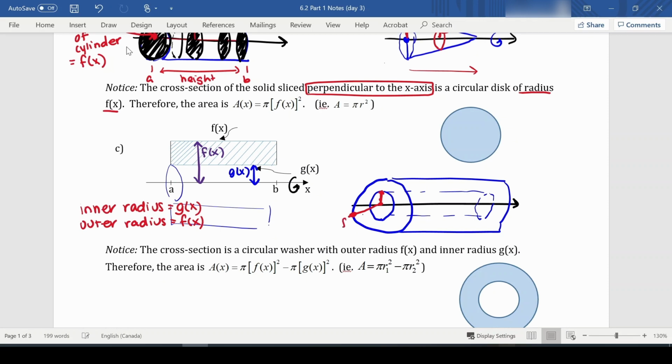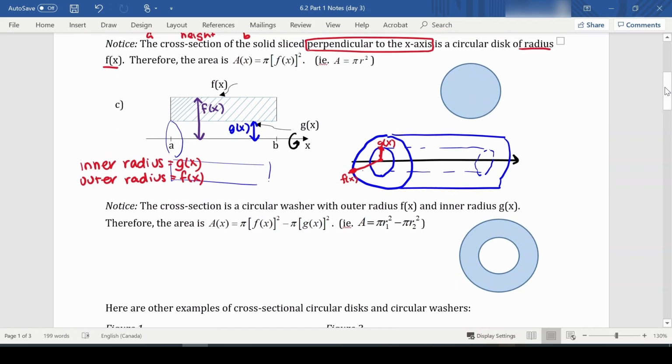So this is your f of x, and this is your g of x. The only reason I'm drawing it like this is so that the two red lines are not overlapping, so it's easier to see the difference here. So if I want to find the area of one of these, each of these looks like this shape here. So you have your inner radius, which is g of x, and you have your outer radius, which is f of x. And so the area of each of these is this blue chunk here, which would be the area of the outer circle minus the area of the inner circle.